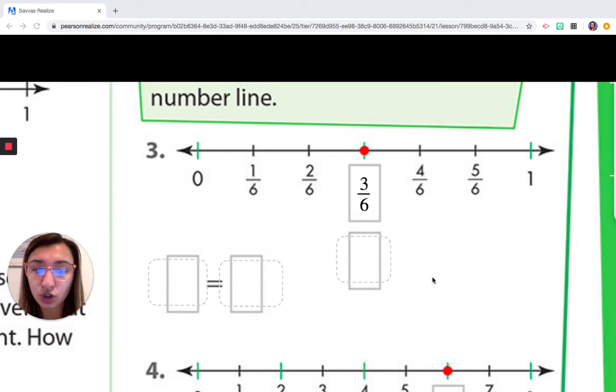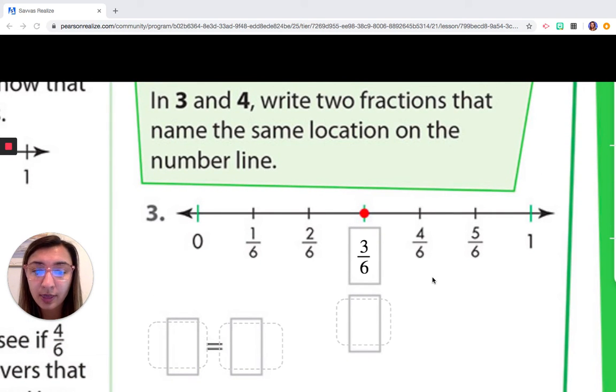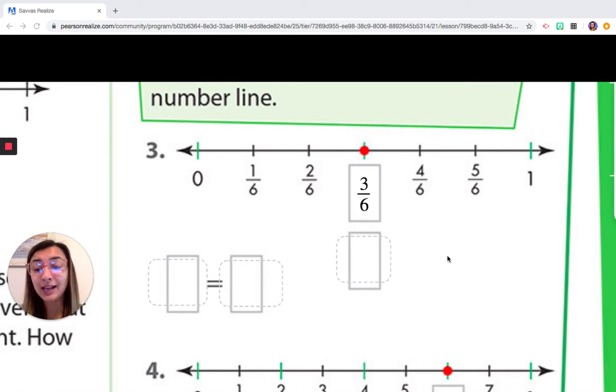So now it wants us to write another fraction that is the same location on the number line. So we're going to have different numbers. This is what I like to do, and you can do it however you want, really. But I would suggest doing it this way because it makes it super easy. I'm going to use multiplication, multiplying by 2 the numerator and the denominator to find an equivalent fraction that would be exactly the same. So here I'm going to do 3 times 2 and 6 times 2, and let's see what that's going to be.